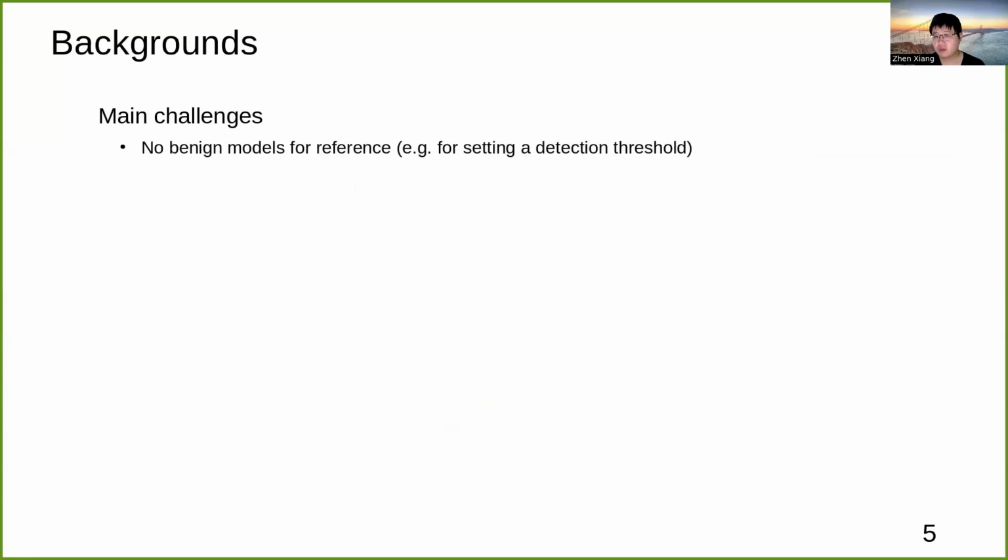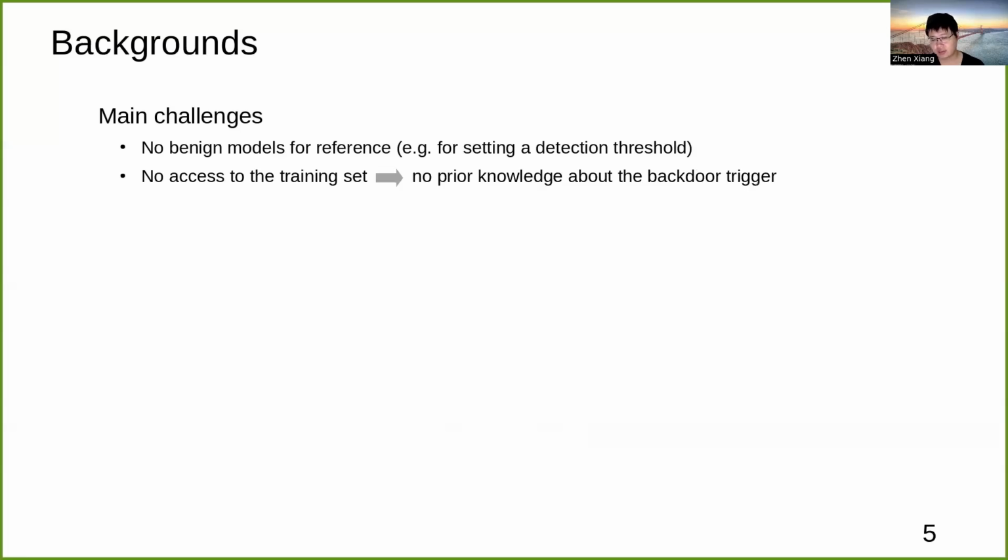First, there will be no benign models for reference, for example, to set a detection threshold. And more importantly, the defender will have no access to the training set, so there will be no prior knowledge about the backdoor trigger. But unfortunately, there are a lot of different trigger types on the market.